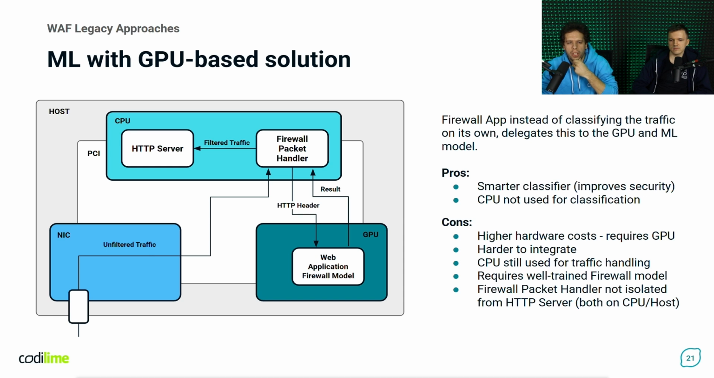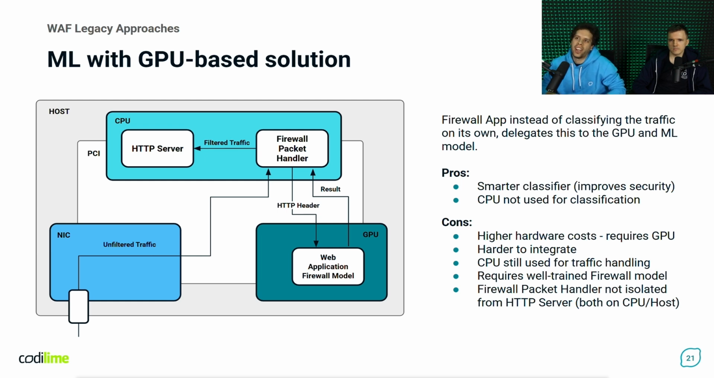So let's talk about machine learning with a GPU-based solution. So basically, let's add a GPU to it, right? So now the traffic comes in from the NIC, then goes to a special app that is just a packet handler, and that packet handler forwards the data, like a subset of the request, to an ML model that is present in the GPU, and then the AI determines whether the request is malicious or benign, gives the result back to the packet handler, and then if the result was benign, it's forwarded to the HTTP server. Now, this significantly improves security because we have a smarter classifier.